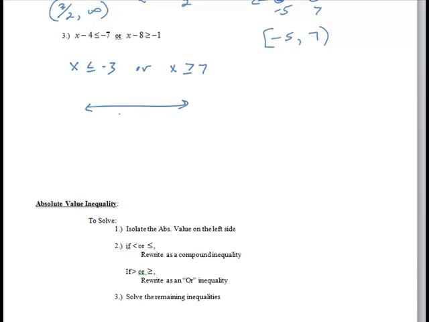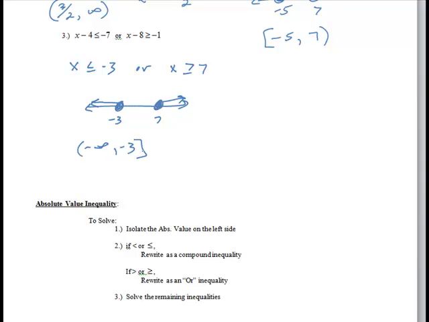Graph each inequality on the same graph. All the values less than or equal to -3. All the values greater than or equal to 7. And then now we see from the graph that the solutions are basically broken up into 2 different parts, which means we're going to have 2 intervals when we write the final answer in interval notation.